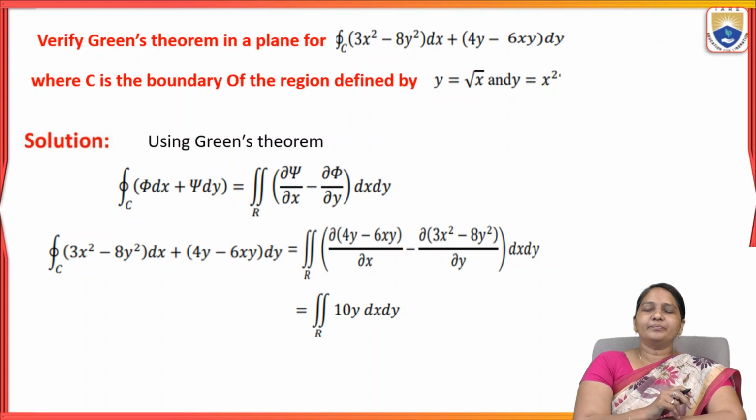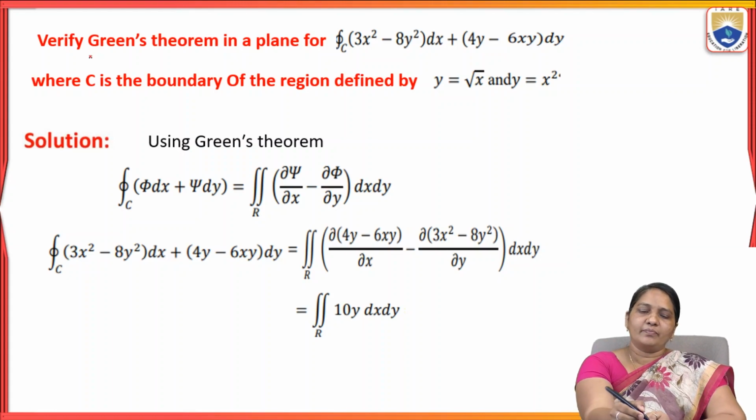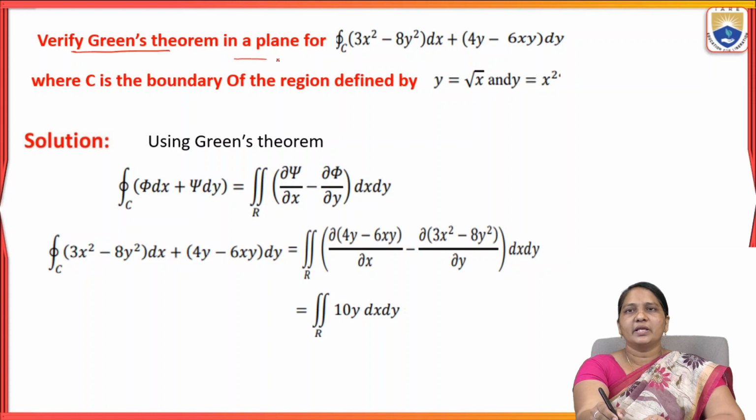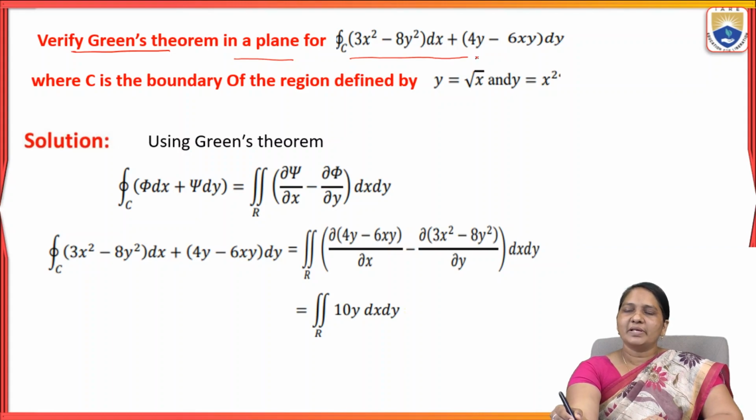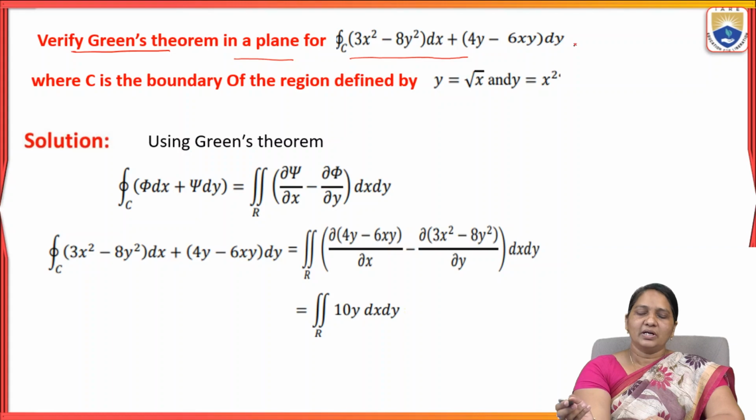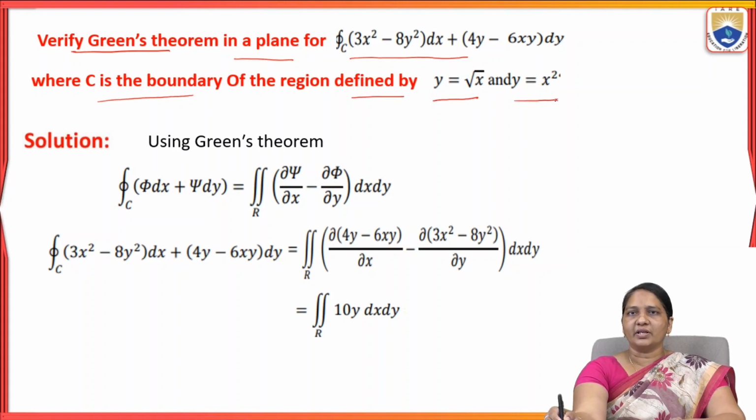We can observe here: verify Green's theorem in a plane for integral over c of 3x square minus 8y square dx plus 4y minus 6xy dy, where c is the boundary of the region defined by what is that? y equal to root x and y equal to x square. So here what is the y value? They given bounded by y equal to root x and y equal to x square.